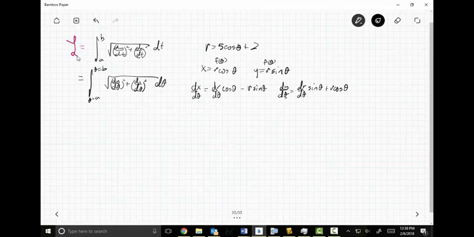Remember, these are both going to be squared. So dx over d theta squared is equal to, what the heck is it equal to? It's equal to dr over d theta squared cos squared theta minus, and then this is going to be 2r dr over d theta sine theta cos theta, slow your brain down, plus r squared sine squared theta.